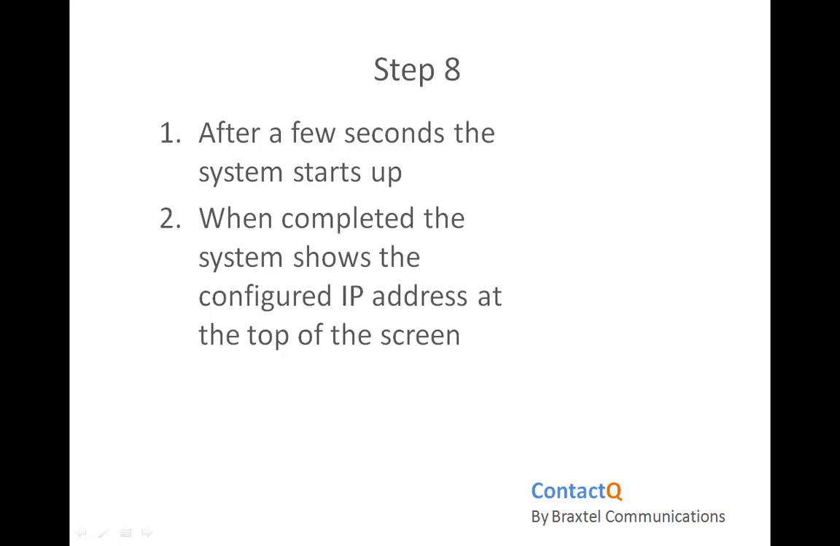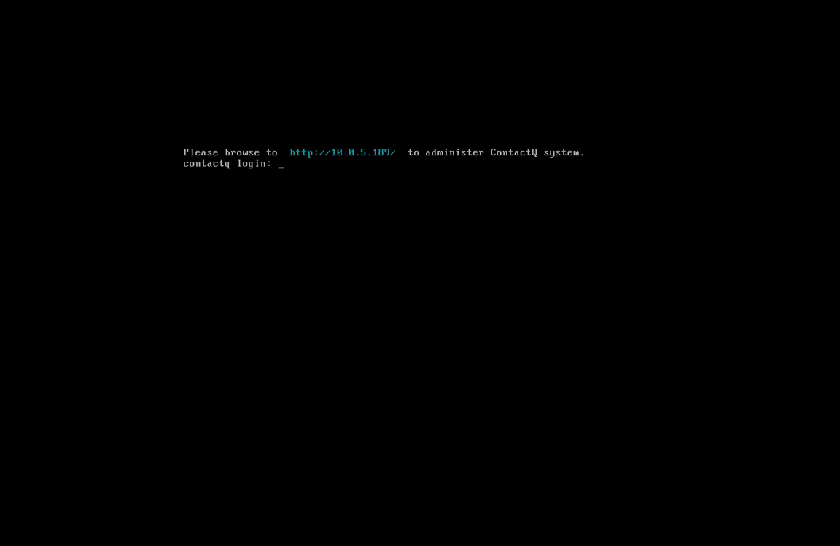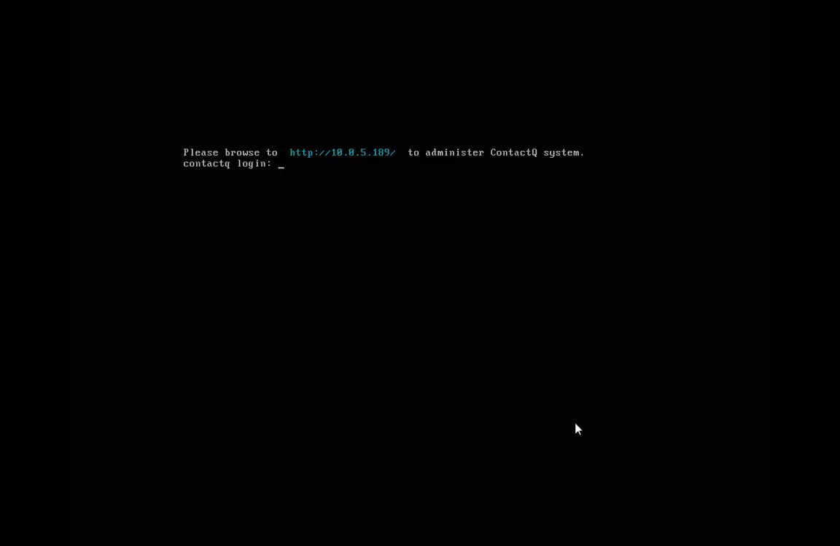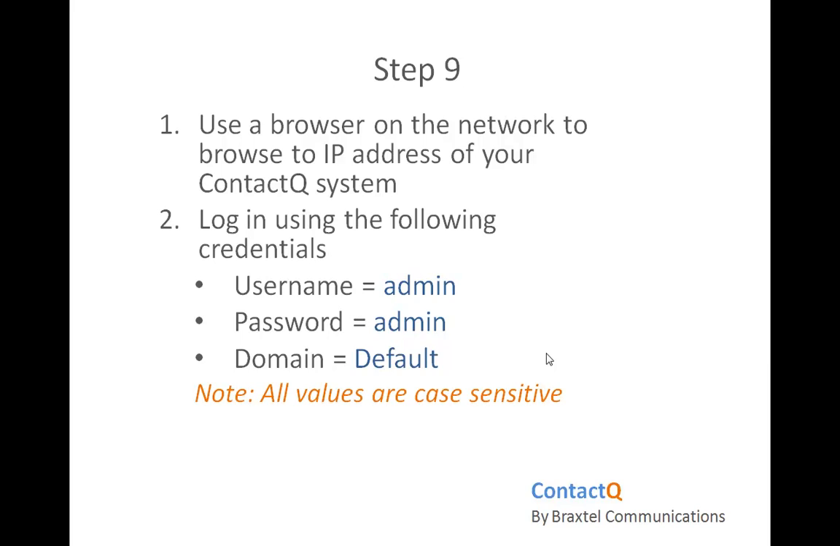So here at the top of the screen you can now see the IP address of the server that we assigned. As I mentioned earlier, we're going to make a note of this address, and then go to any PC on the network that has a browser and enter the IP address in. We're going to log in using the default username and password of admin and admin. The domain is going to be the default domain that ContactQ uses.